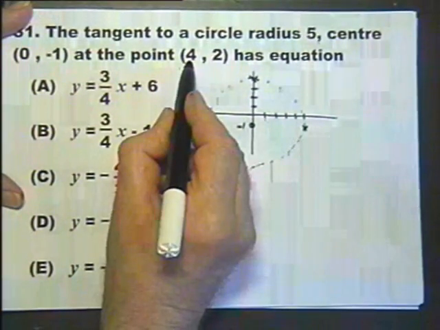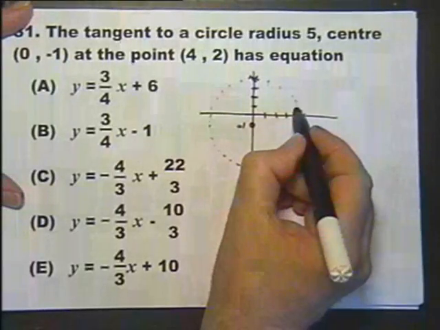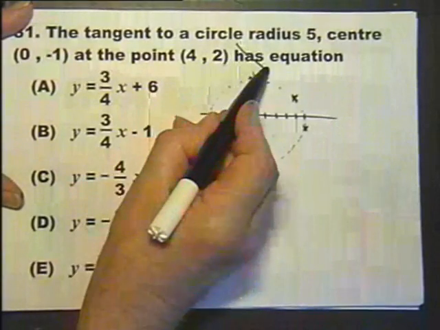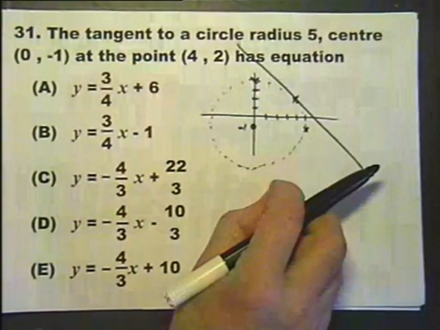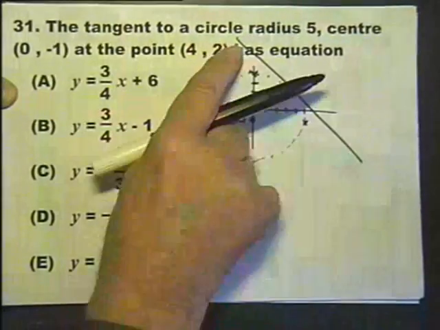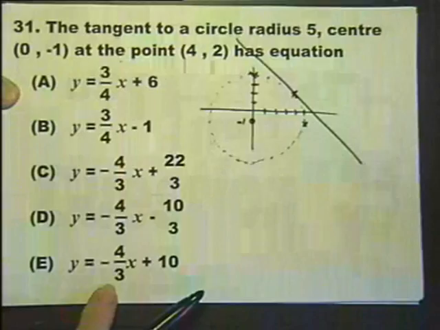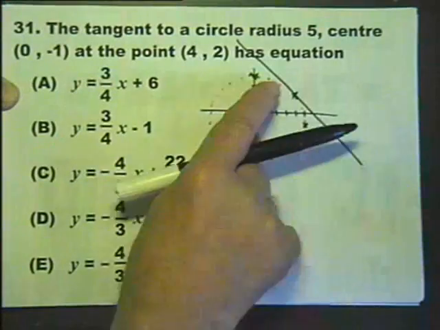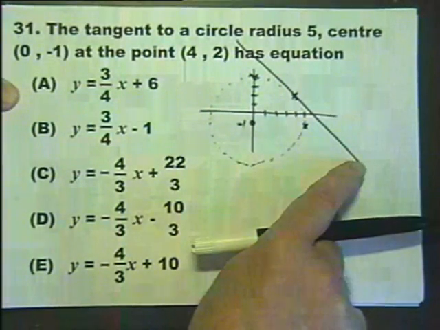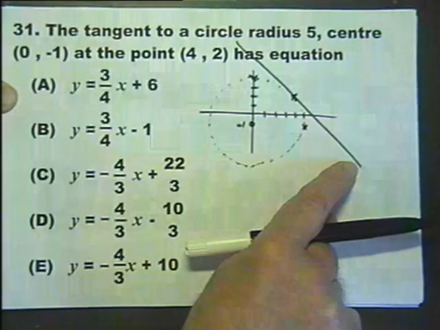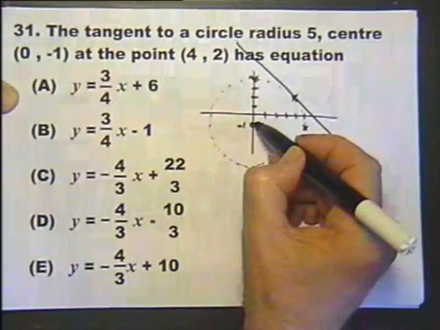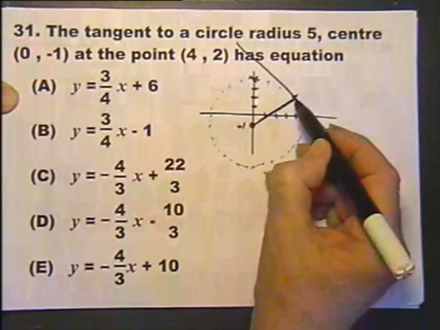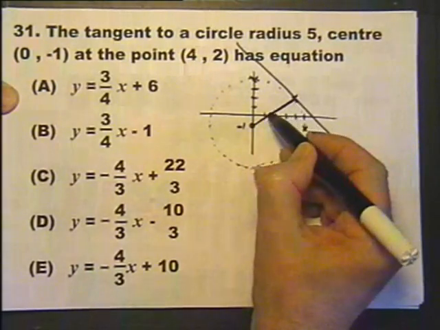We're looking at the point 4, 2, so 1, 2, 3, 4, 2 is there. And we're looking at the tangent at that point. So we are trying to find the equation of that tangent and hopefully spotting it's one of those. So the first thing I need to know is the slope, or the gradient as I call it. Let's join the centre of the circle up to that point, because I think I can work out the gradient of that line much easier.